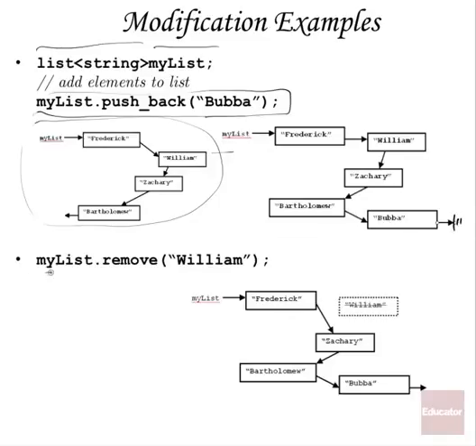We want to remove William. So here's the William. Those links are destroyed, and links are created around it so that it looks like this. So these are just some quick examples. Now, this is actually dotted because it actually will destroy.